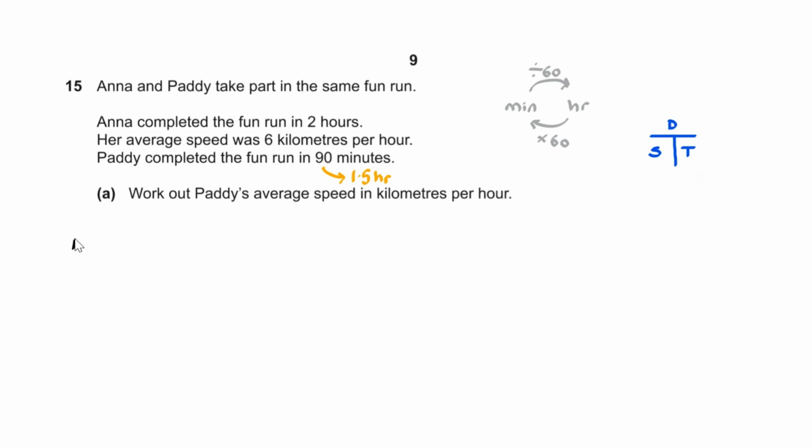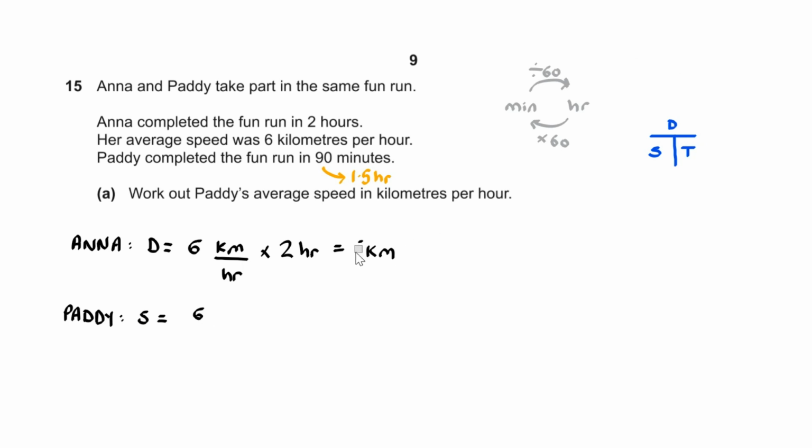So if we consider Anna, we can find the distance to equal speed, which is 6 kilometers per hour, multiplied by the time, which is 2 hours. Of course, we'd end up with 6 kilometers. And therefore, if we consider Paddy, the speed of Paddy, that's equal to the distance.